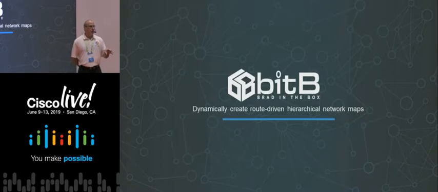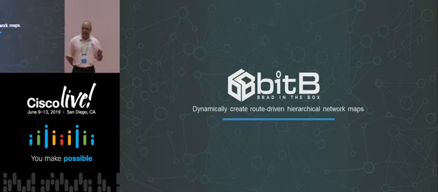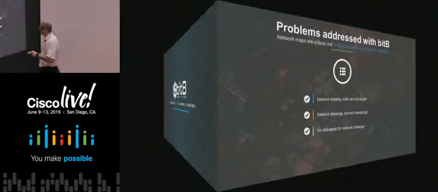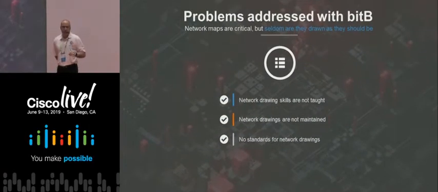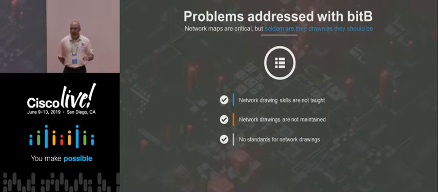Okay. So what we know is network maps are critical. Topology maps are critical. Drawings are critical. But, Houston, we have a problem. They are seldom drawn the way that they should be drawn. That is the problem with network maps.